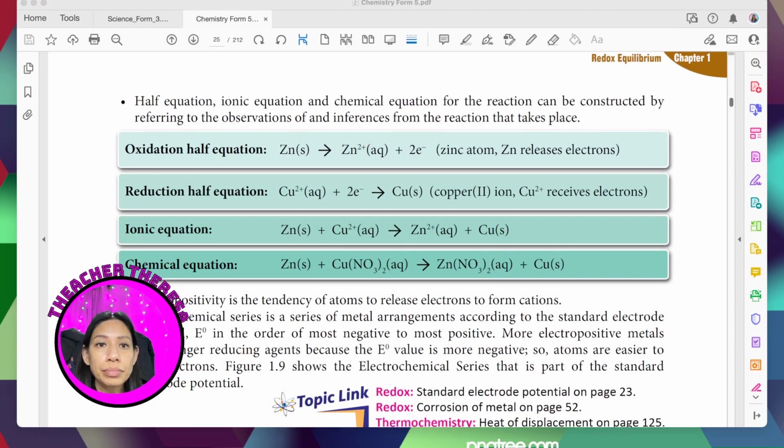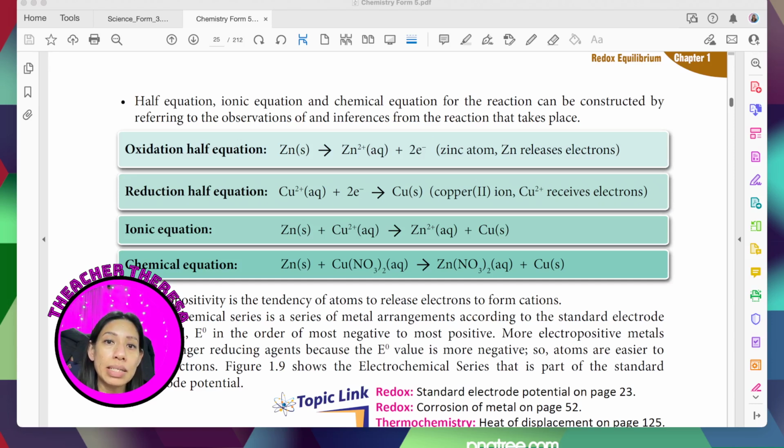Now, it's important to identify which metal is more reactive so that you will be able, number one, to identify whether displacement reaction takes place or not. If, let's say, the metal used is less electropositive compared to the metal present in the salt solution, there won't be any displacement reaction.